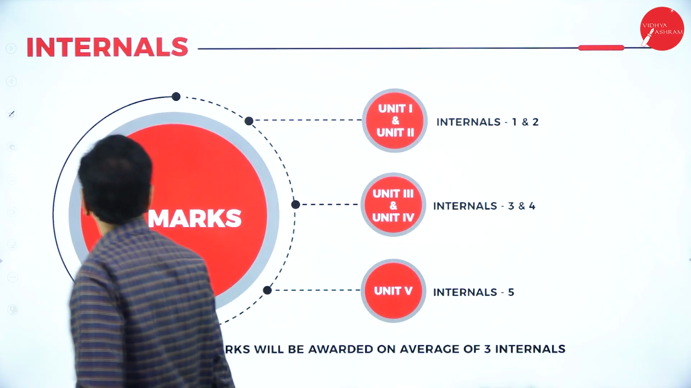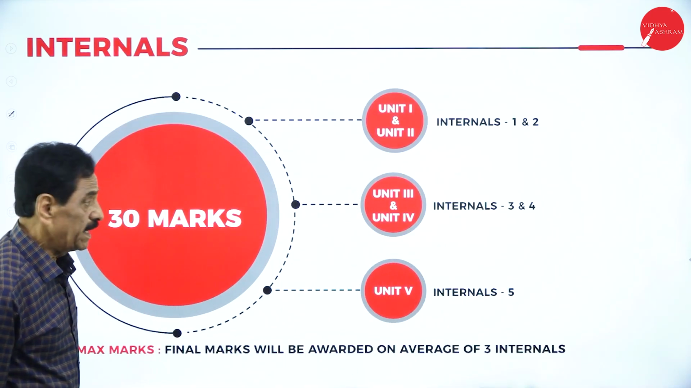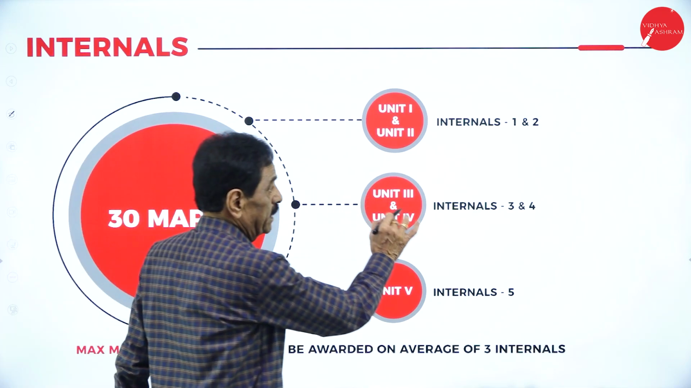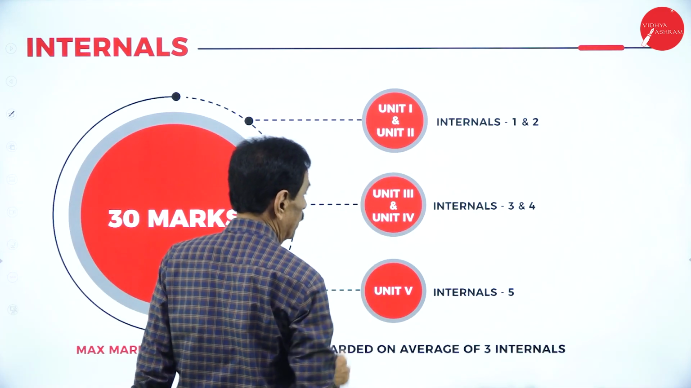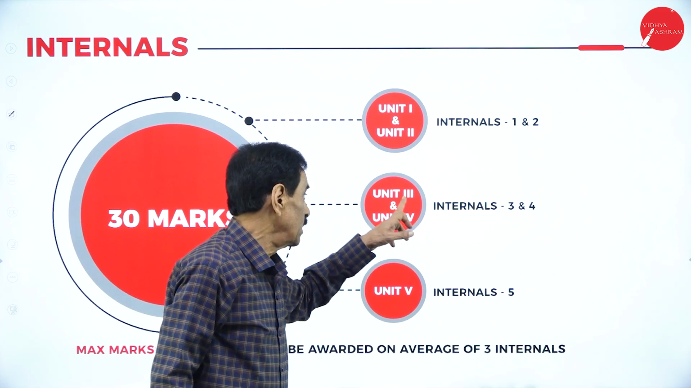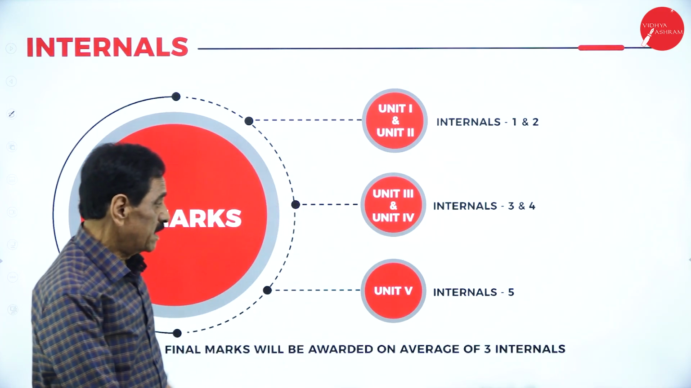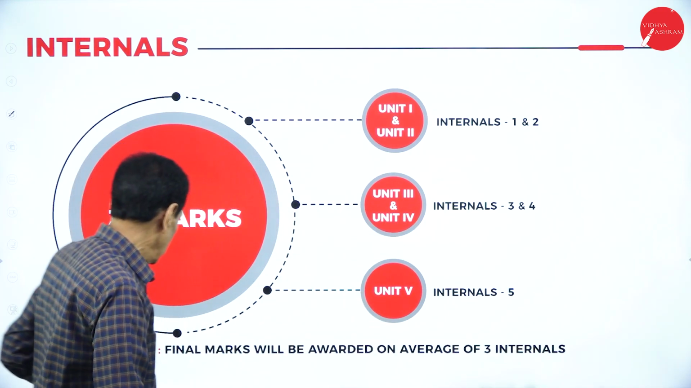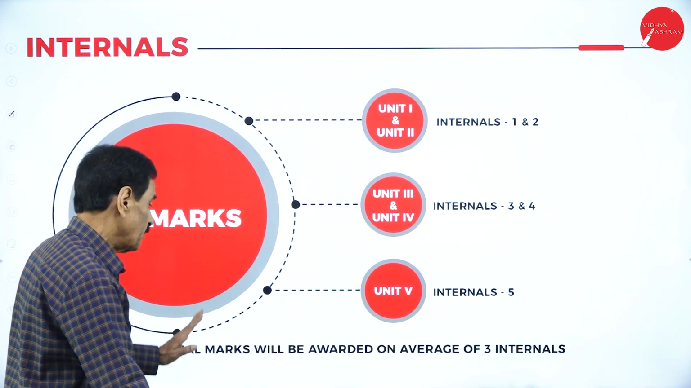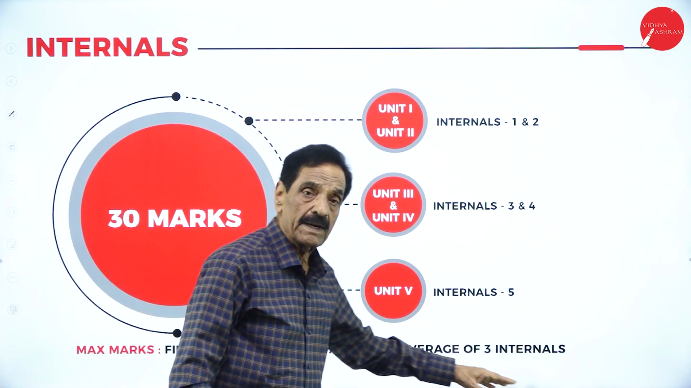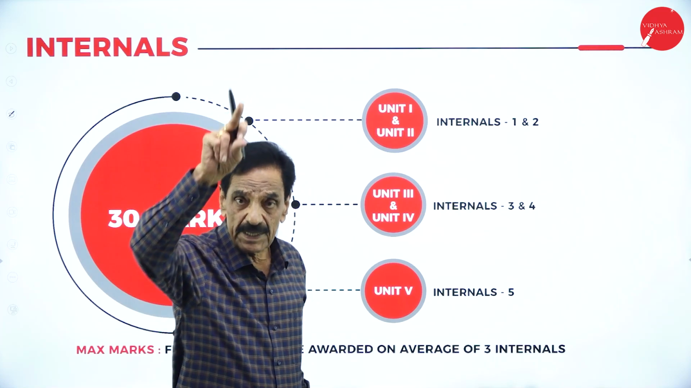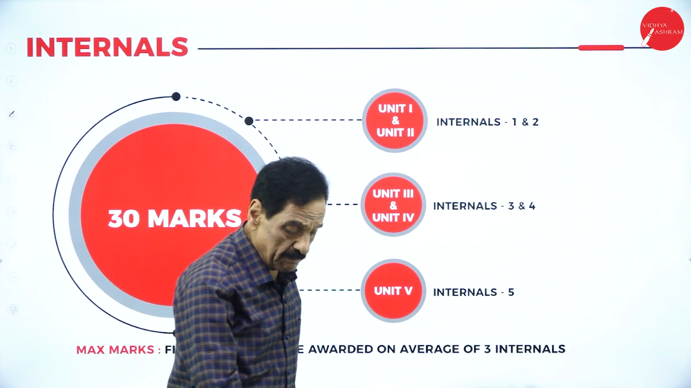So in total for internals, we'll keep 30 marks. First internal, you have Unit 1 and Unit 2. Then second internal, Unit 3 and Unit 4. Third internal, Unit 5. Final marks will be awarded on the average of the 3 internals. All the 3 internal marks will be added and divided by 3.